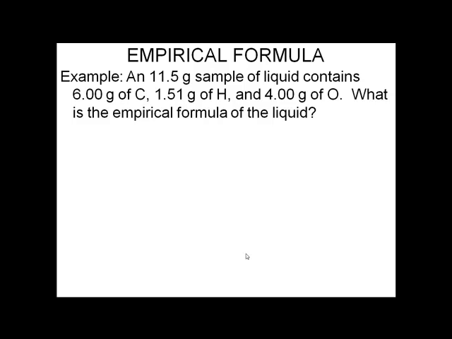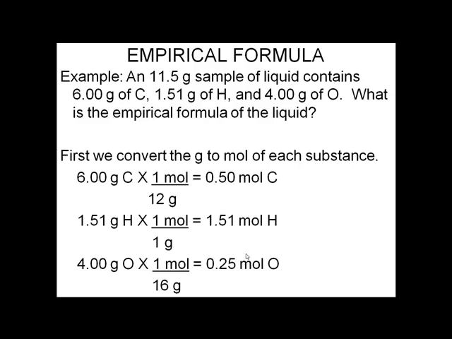Let's take a look at this example. An 11.5 gram sample of liquid contains 6 grams of carbon, 1.51 grams of hydrogen, and 4 grams of oxygen. What is the empirical formula of the liquid? Again, this is a mole relationship. So the first thing we're going to do is take our grams and convert them into moles. 6 grams of carbon, molar mass is 12. So I get 0.5 moles of carbon, 1.51 moles of hydrogen, 0.25 moles of oxygen.